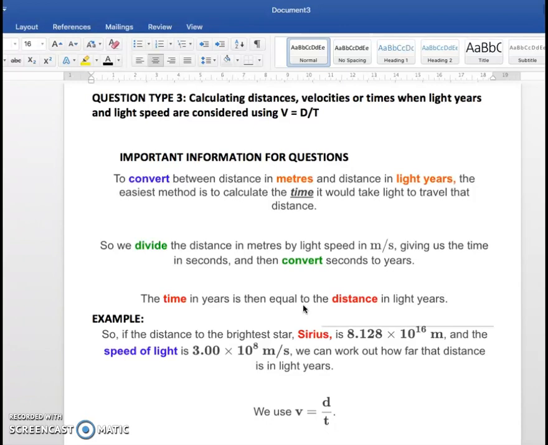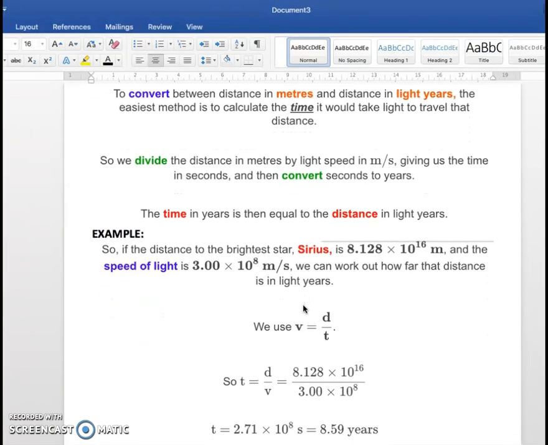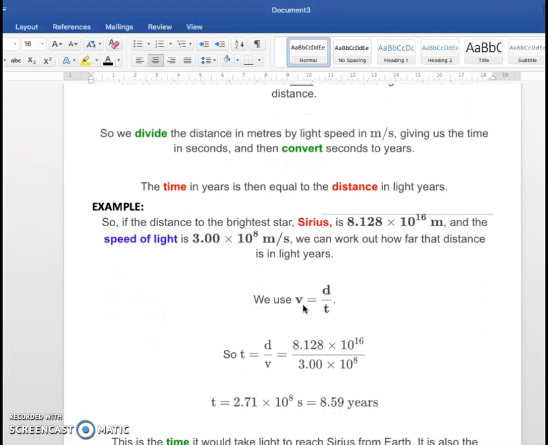So here's important information first. To convert between distances in meters and light years, the easiest method is to calculate the time it would take light to travel that distance. So we divide the distance in meters by the light speed in meters per second, giving us the time in seconds, and then converting the seconds to years. The time in years is equal to the distance in light years. That sounds really confusing. If we do an example, it will make sense.